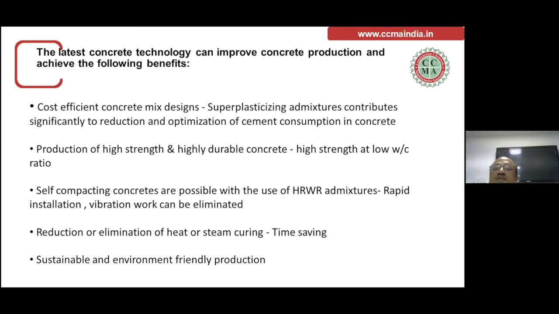Cost efficient, as I told, because it is minimizing the percentage of cement, and because of low water cement it is making a durable concrete. It is self-compacting in nature, it need not require vibration, so rapid installation and time savings, because of reduction or elimination of heat and time savings, and it can reuse the mold several times, and sustainable environmental friendly production. So those are the main points I wanted to focus on today.